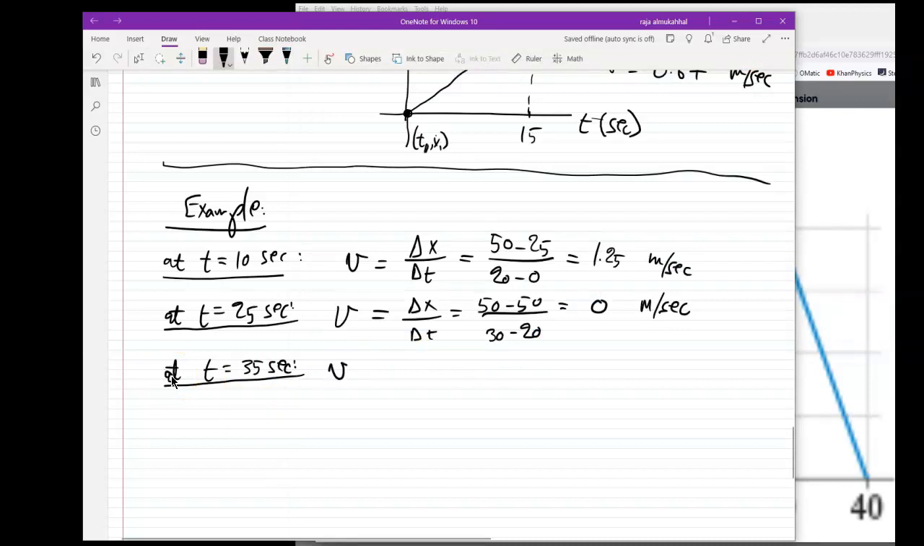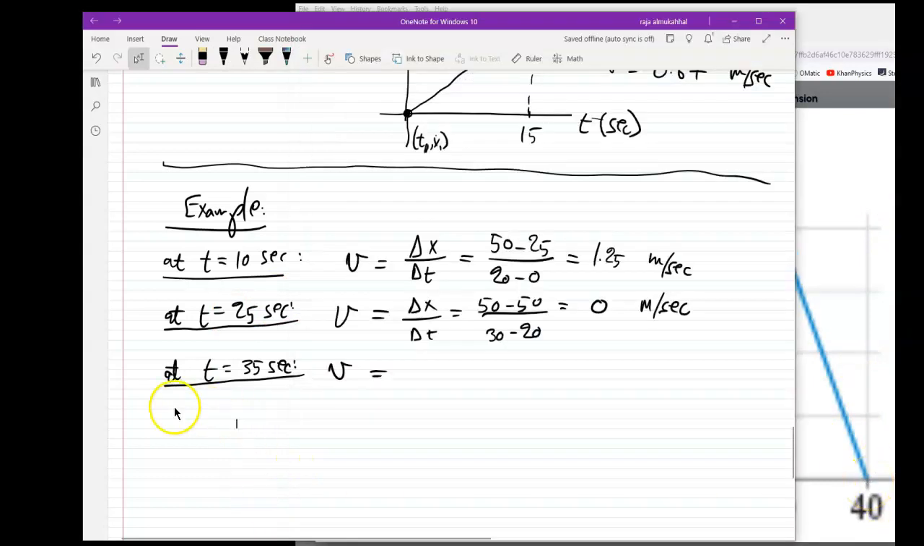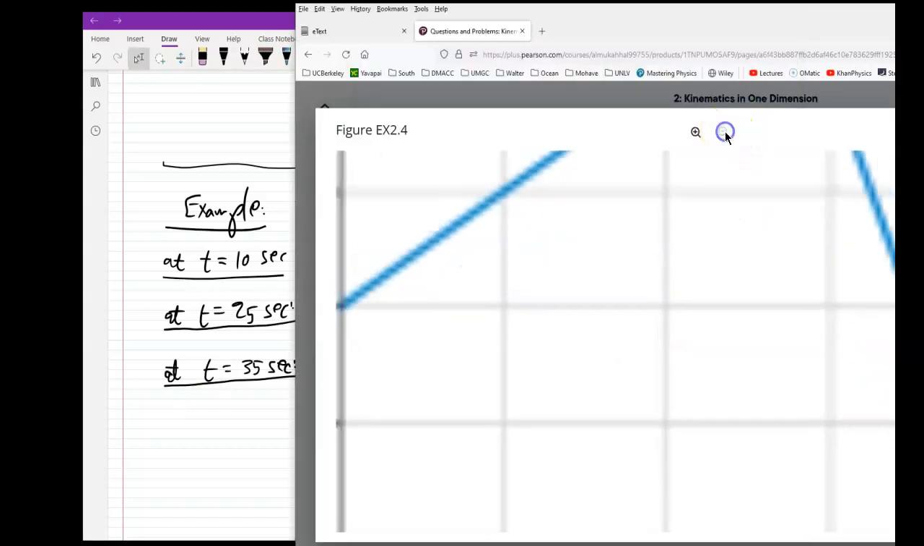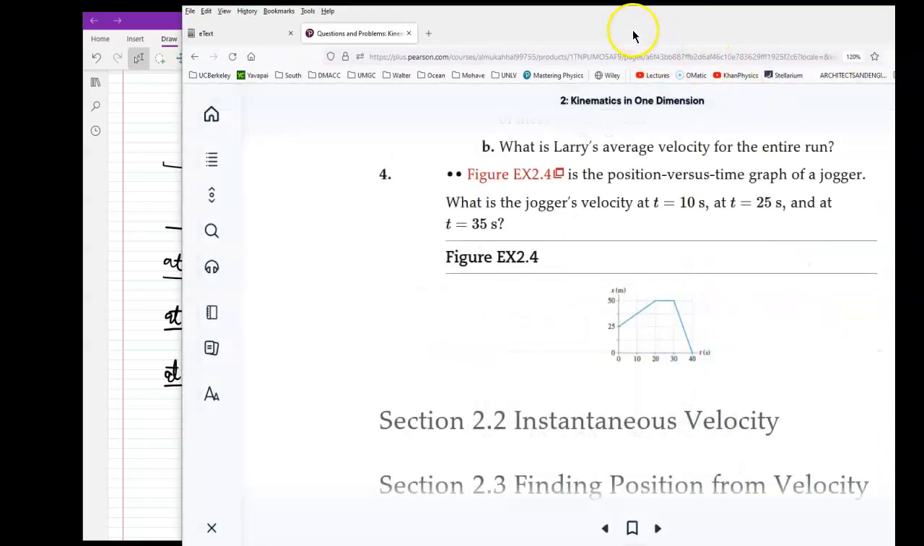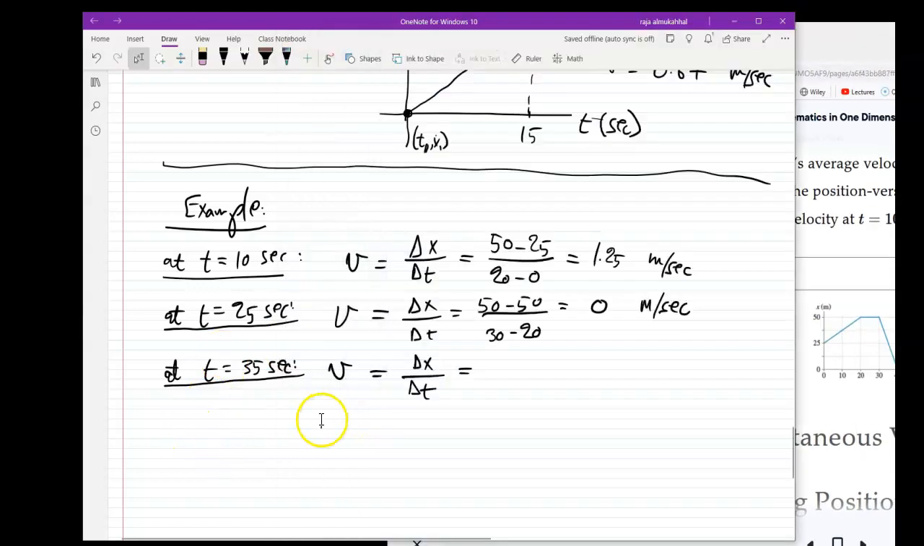So for the velocity in this case, all I need is to pick 2 points. I can pick this point right here and this point right here, the coordinates of them. So v equals delta x over delta t. When I pick it, let me make it small. It gets even bigger. How do I make it small? There we go. Okay, so you're looking at the graph.